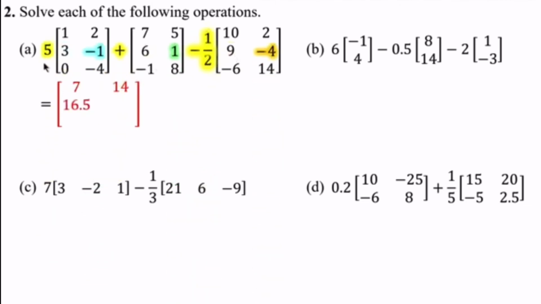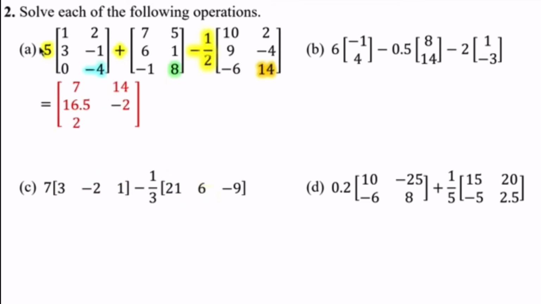16.5, right? And followed by 5 times negative 1 plus 1 minus 1 over 2 times negative 4. So be very careful because it involves negative. So the answer is negative 2. And then the last row is 5 times 0 plus negative 1 minus 1 over 2 times negative 6. Always use a highlighter, highlight the color, then you will focus.